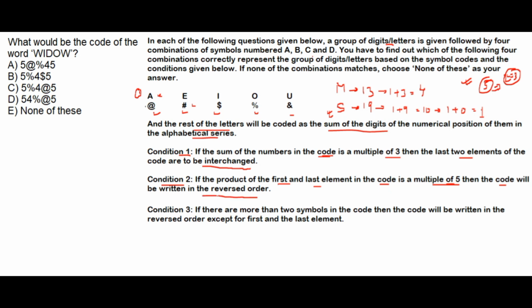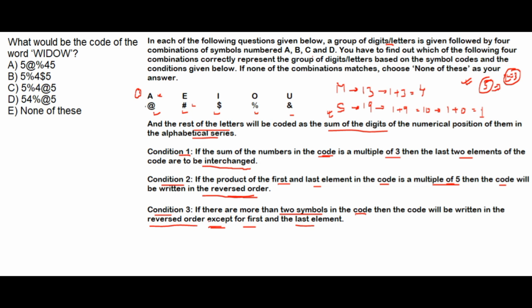So all the elements of the code will be retained in the reversed order. Now condition 3 is given: if more than 2 symbols are given in the code, then the code will be written in the reversed order, except for the first and last elements.